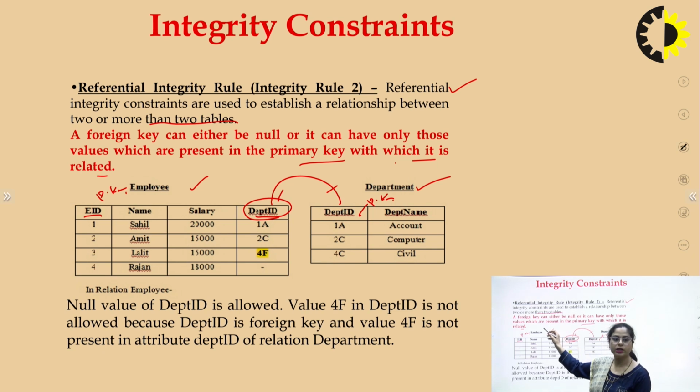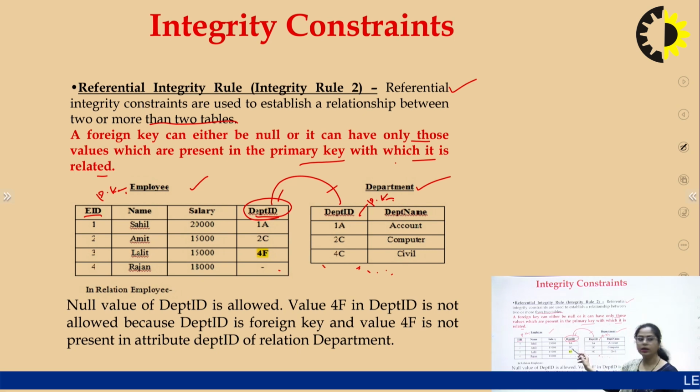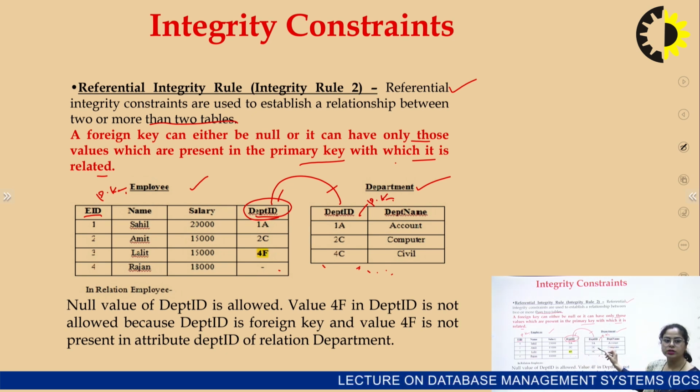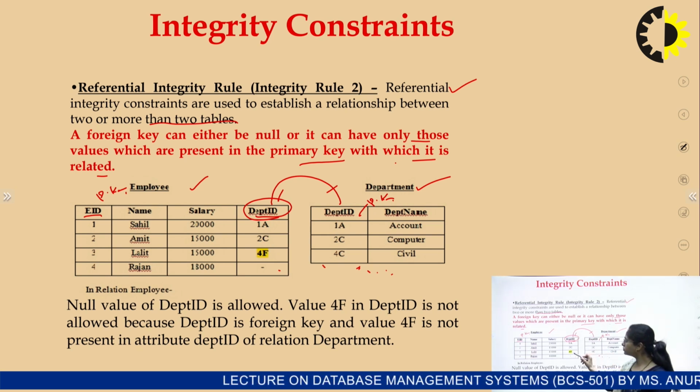Referential integrity rules say that the foreign key can either be null, or it can have only those values which are present in the primary key it is related to. This means only the values present in the department ID can be taken as a foreign key. No value other than 1A, 2C and 4C can be taken here as a foreign key.